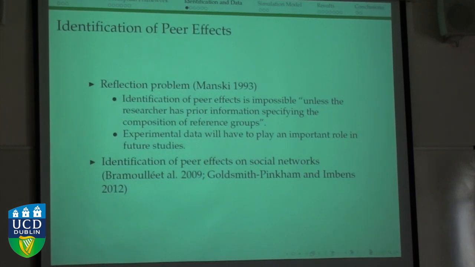Manski, in his seminal paper, termed this problem the reflection problem. He identified three types of identification problem, and he pointed out that identification of peer effect is impossible unless the researcher has prior information specifying the composition of the reference group. And also, he suggests that experimental data will have to play an important role in future studies.